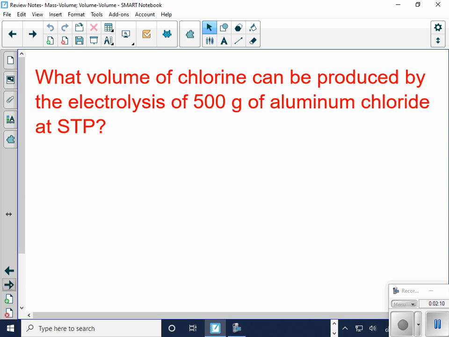Here's our very first example. Go ahead and copy this down in your notes, and then I will work it on the board once you get it copied. The question states, what volume of chlorine can be produced by the electrolysis of 500 grams of aluminum chloride at STP? Now, once again, I love these types of questions because it's relying on you to be able to do a lot of things that we've already studied here in chemistry.